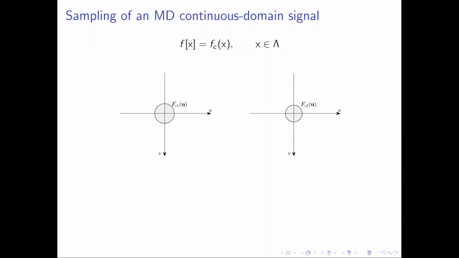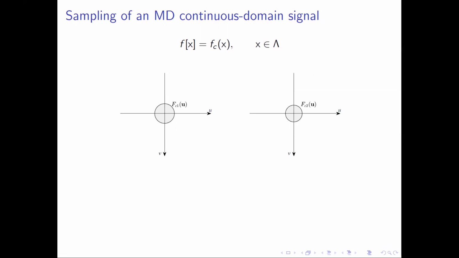The chapter starts with sampling of multidimensional continuous domain signals. This is described by the basic sampling equation. The values of the discrete domain signal are equal to the values of the continuous domain signal at the points of the lattice lambda. This is illustrated with the sampling of two different continuous domain signals with Fourier transforms confined to a circular region of support. The signal on the left has a Fourier transform with a larger region of support. It has higher frequencies and so faster variations than the signal on the right.